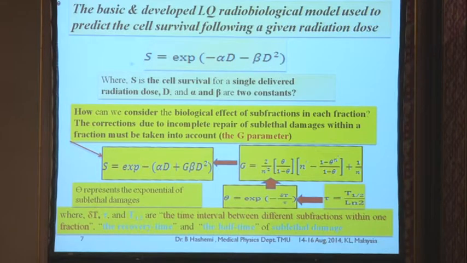For computing the survival fraction of cancerous cells, the basic equation is this, but this equation has been developed and includes another factor which is called G. This factor depends on several factors that must be determined. It depends on the recovery time and the half-time of sublethal damages. And we computed these factors in our study and implemented it on the cancerous cells.